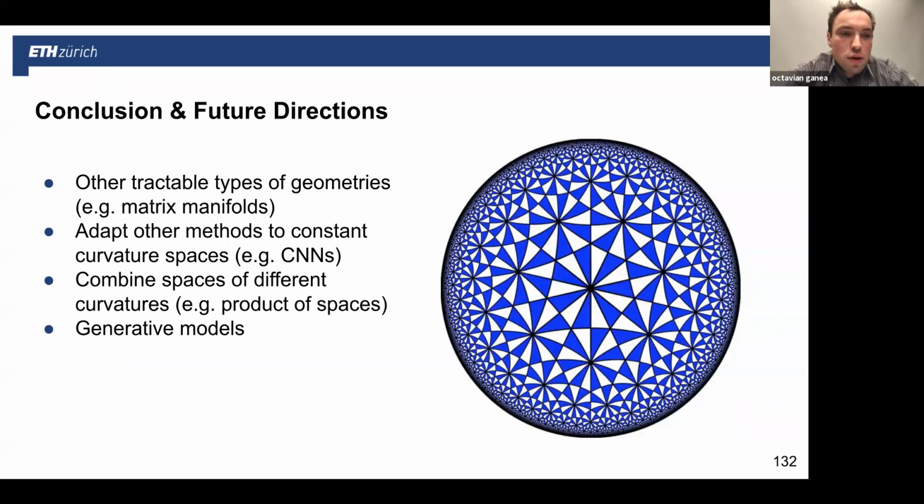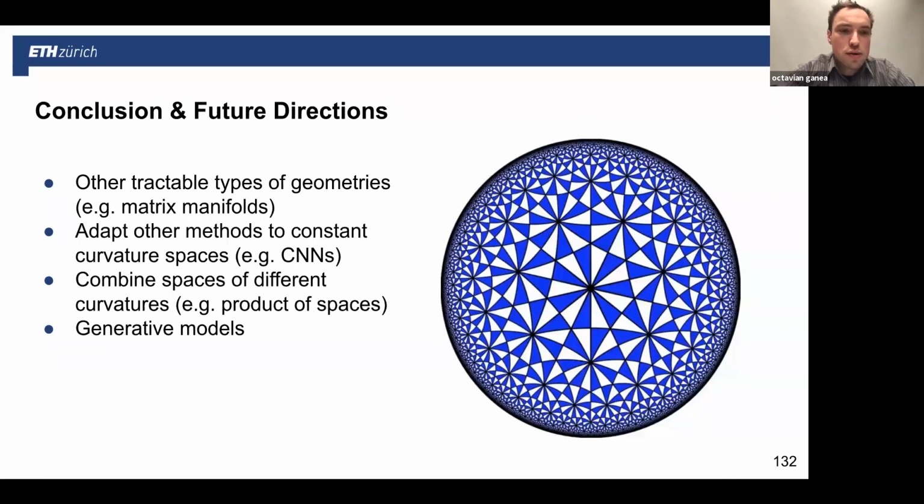We are also interested in looking into other tractable types of geometry. The good part about spaces of constant curvature is that you have all these quantities like distance, exponential map, and geodesics in closed form. So you can actually put them in a machine learning model, and you don't suffer in terms of computational inefficiency. So they're actually very nice, and it's very important to have them in closed form also because of backpropagation. You want gradients to flow properly. So that's very nice.